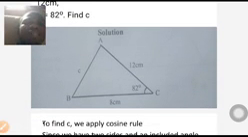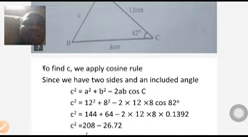So side 12 cm is facing angle B, side c is facing angle 82, and 8 cm is facing angle A. Then, since you have two lengths and an angle included between the two lengths, you can apply the cosine rule. The missing side you have to find is c. Then you have c squared is equal to a squared plus b squared minus 2ab cos C.